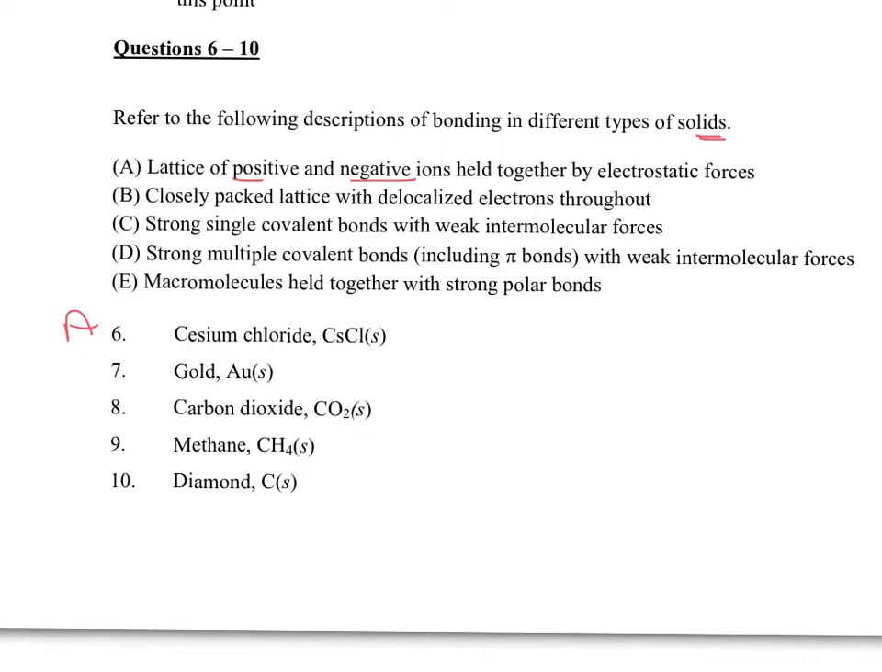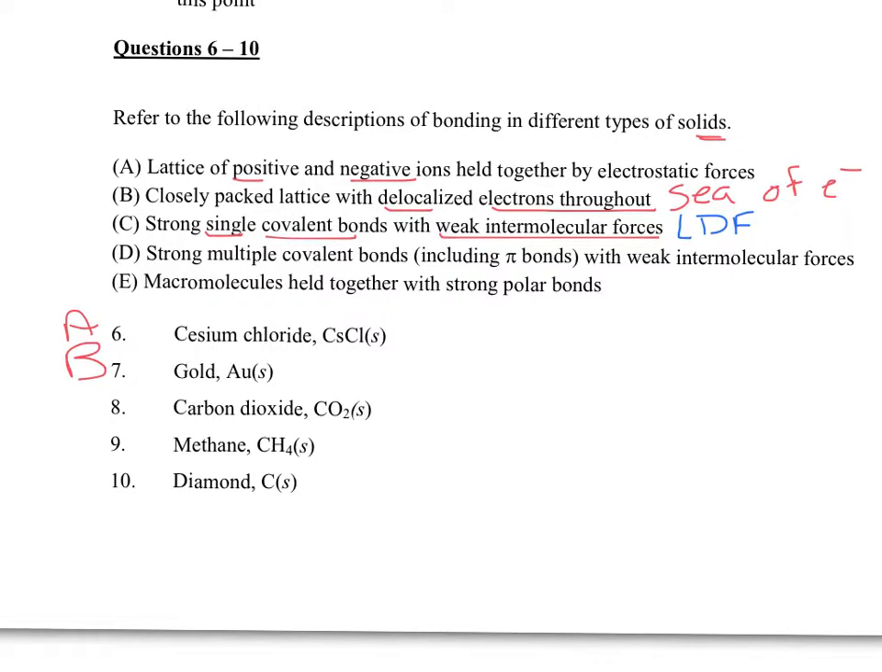Okay. Closely packed lattice with delocalized electrons throughout. What is that called? The sea of electrons. It's a metal. So, hold on. Am I the right one? Yeah, okay. So 7 is B. Strong single covalent bonds with weak intermolecular forces. Now, what are the weak intermolecular forces referring to? So which one up there would have an LDF and why?